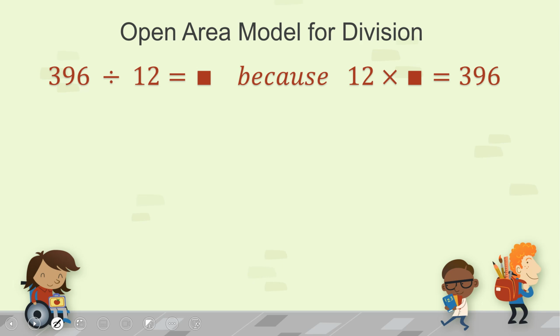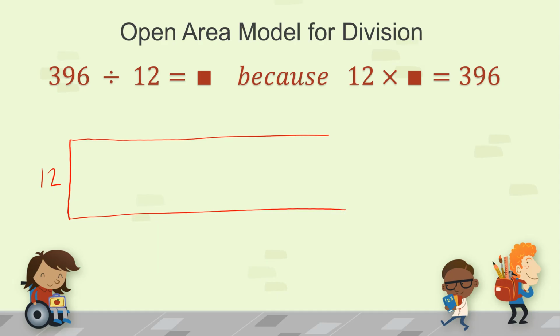Strategies. Let's think about 396 divided by 12. Well, whatever that answer is, 12 times that will be 396. So if we think about the area model for multiplication, because this right here is a multiplication problem. So if you think about 12, we're saying 12 times what? And this is why I say this is an open area model. We leave it open because we don't know what goes up here. Okay, that's what we're trying to figure out. What goes there?